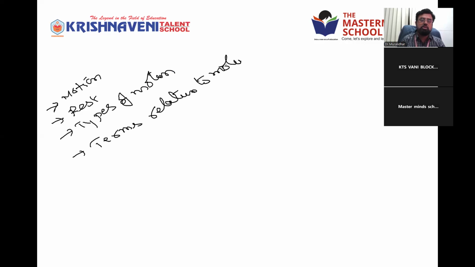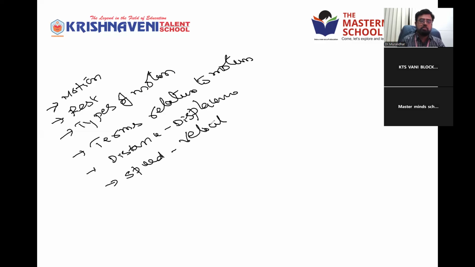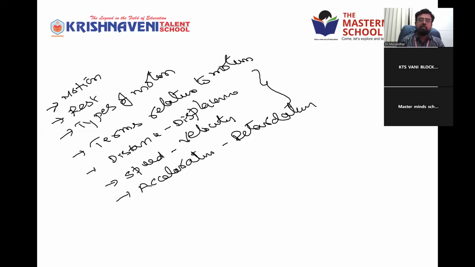Terms related to motion, like we have distance, displacement, then speed, velocity, then acceleration, retardation. Then there is a relation between all these quantities, which are called equations of motion, which we discussed in the last class.